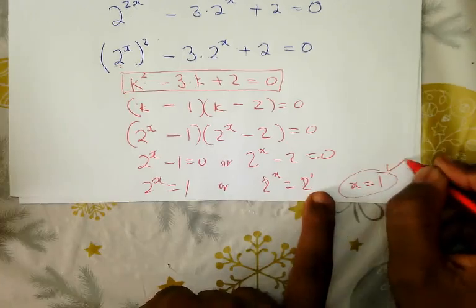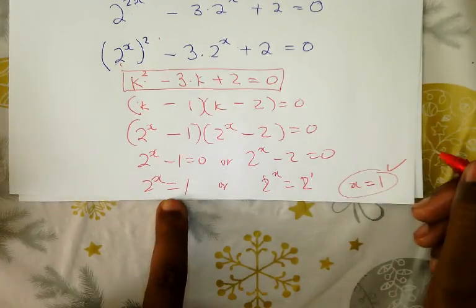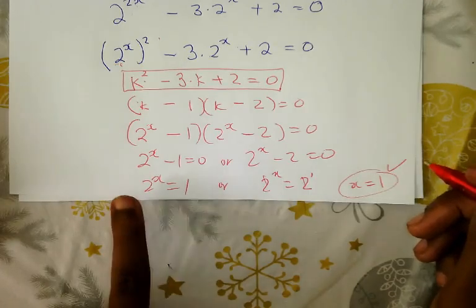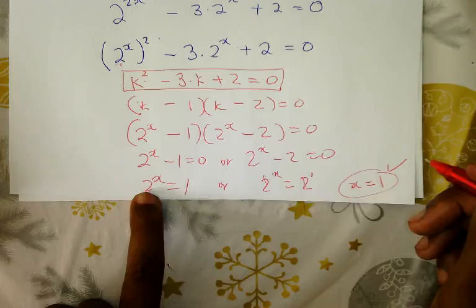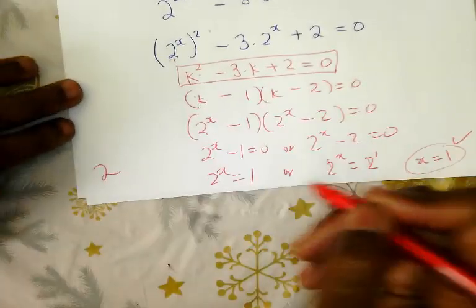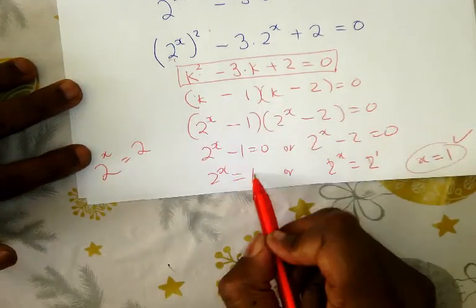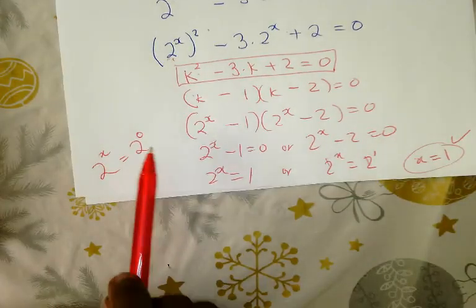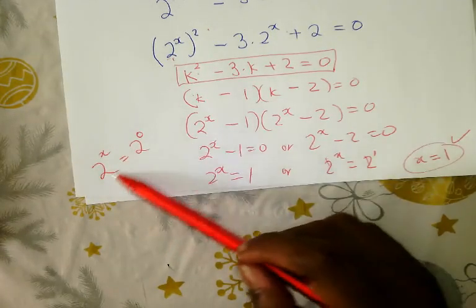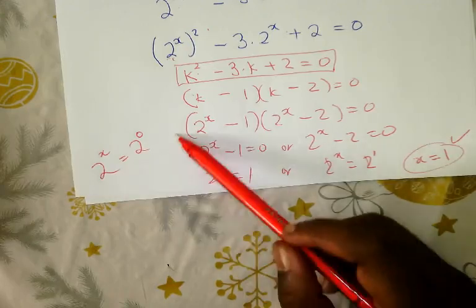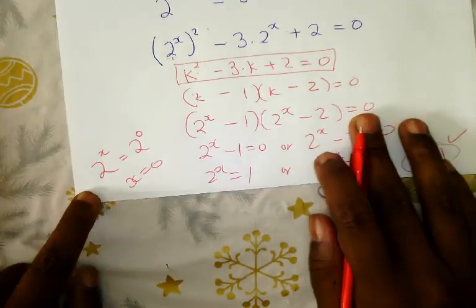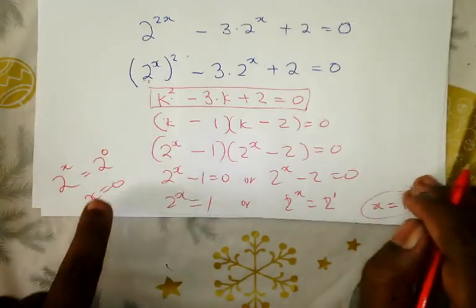How do I change 1 to have a base similar to this? Remember that anything raised to the 0 is 1. So I can actually write 2 to the exponent of 0. It will give me 1. Because what am I doing? I'm trying to get the bases to look the same. And if the bases look the same, I can drop the bases and just equate the exponents. So that's the solution for that one. So x is either 0 or x is 1. We have 2 solutions for this question.